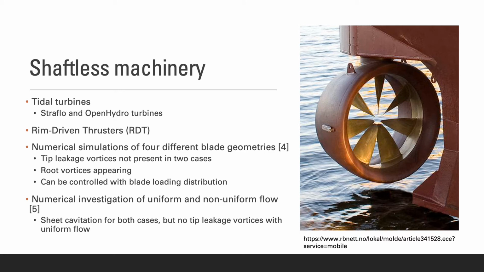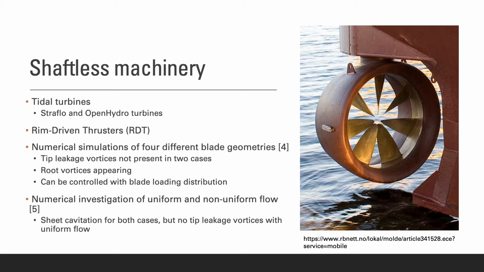And now over to shaftless machinery. There are different kinds of this type of machinery, such as some tidal turbines. However, Straflo turbine, for example, has only one successful installation, and Open Hydro, which produced similar turbines, was liquidated in 2018. A more well-used concept is the rim-driven thrusters, or RDTs, that can be found in marine propulsion, and you can see it in the picture here. This arrangement makes for a more easy and flexible installing of the machine, which is the main advantage for this project.